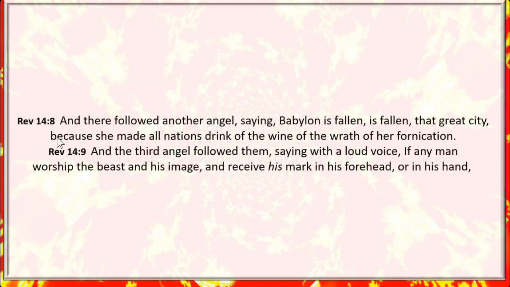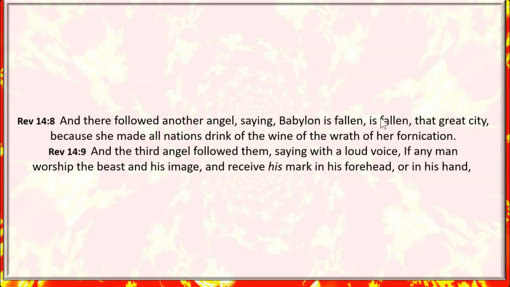Chapter 14:8, 14:9. All right, let's read this. And there followed another angel, saying, Babylon is fallen, that great city, because she made all nations drink of the wine of the wrath of her fornication. And the third angel followed them, saying with a loud voice, If any man worship the beast in his image, and receive his mark in his forehead or in his hand, the same shall drink the wrath of wine of God, and horror and weeping and gnashing of teeth and terrible things for them.